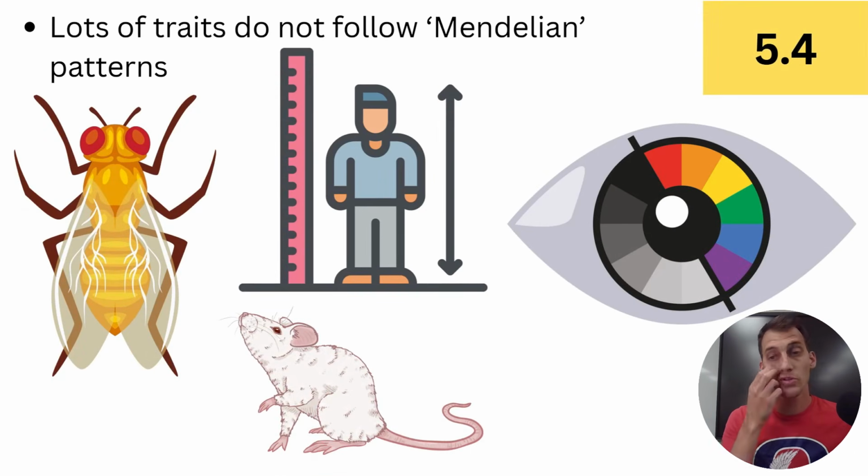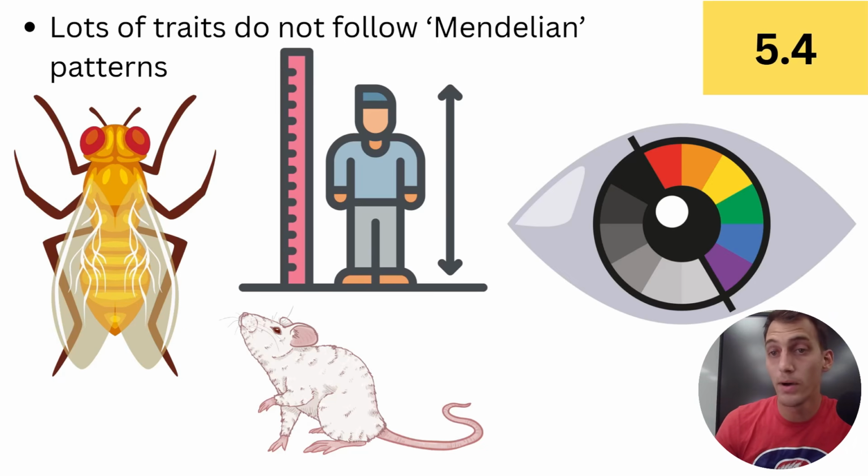So lots of traits, my point is, don't follow Mendelian patterns. Genetics can get a lot more complicated, and we're going to skim the surface here today. For example, human height is determined by like 200 different genes, not just one gene. If height was determined by one gene, it would probably just be two different heights. You'd either be tall or short, something like that.